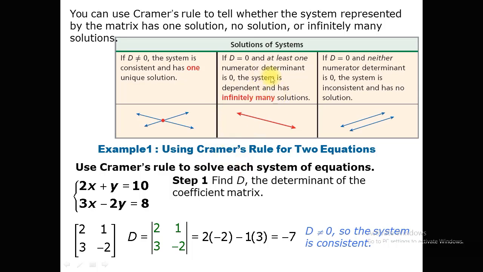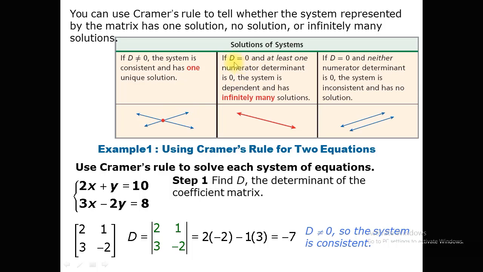So in Cramer's rule, if the determinant D is equal to 0 and at least one numerator determinant like Dx or Dy is 0, then the system is dependent and has infinitely many solutions. And note that in the case of a unique solution, the graphical representation of the linear equations is that the lines intersect each other at only one point.